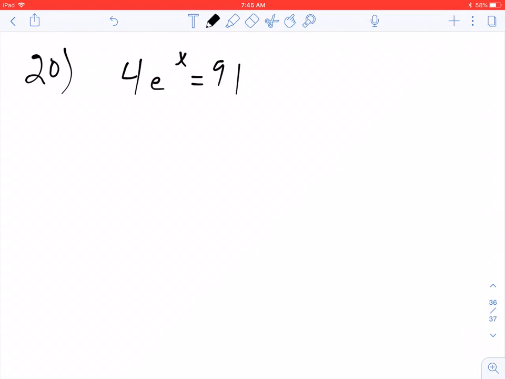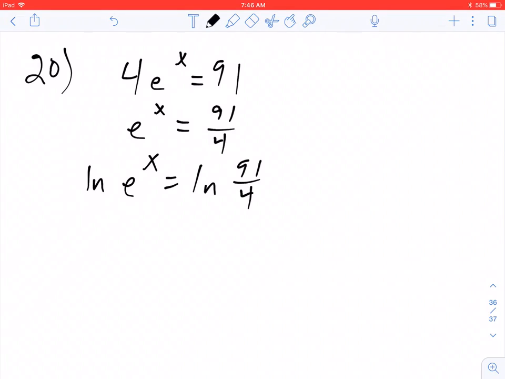The way we're going to do that, we're going to get rid of the 4 first by dividing both sides by 4. Then we're left with e to the x equals 91 divided by 4. Following that, there's a couple ways you could proceed. You could either take the natural log of both sides, or you could convert it from exponential to logarithmic form. I'm just going to take the natural log of both sides. I think that's a little more straightforward.